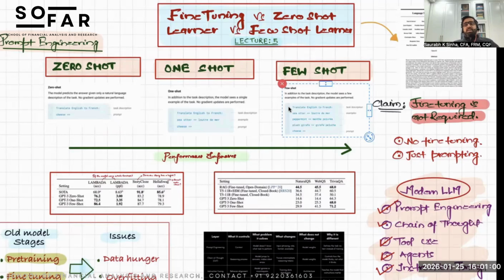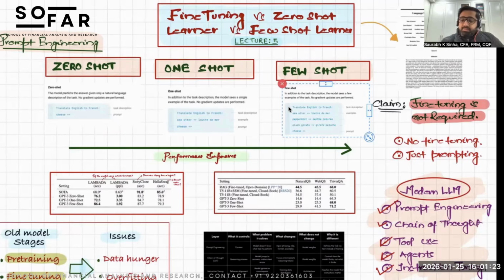Now, this lecture is again a comparison between fine tuning versus zero shot learning, one shot learning, and few shot learning. And it is very important to discuss because it has actually changed something significantly in the way we interact with the large language model.